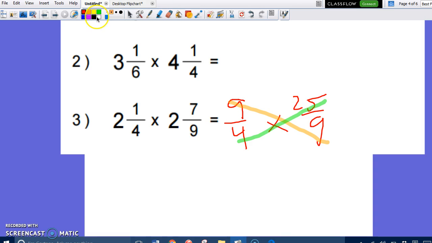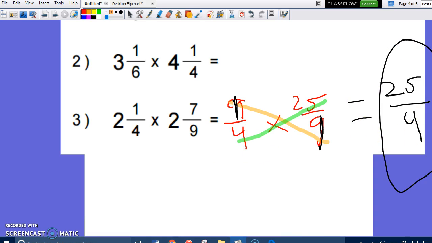Now, long story short for this time, any number will go into itself one time, okay? So change that to a 1. Change that to a 1. Makes multiplying real easy, doesn't it? 1 times 25, 25, okay? 4 times 1, 4. Change that into a mixed number. I'll do that over here.